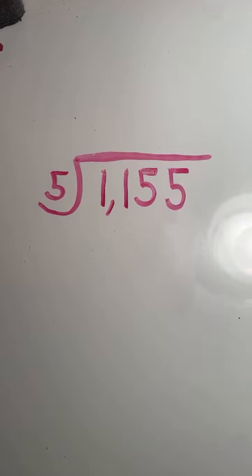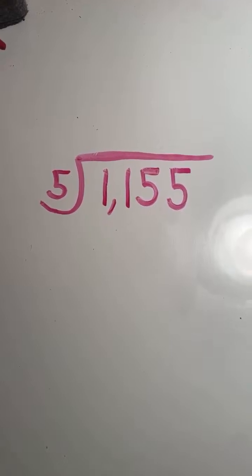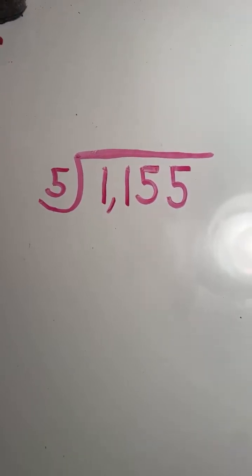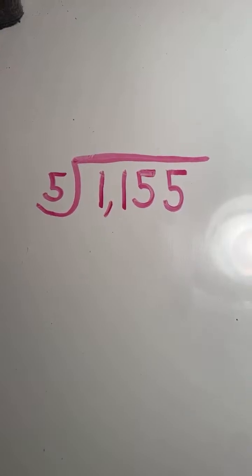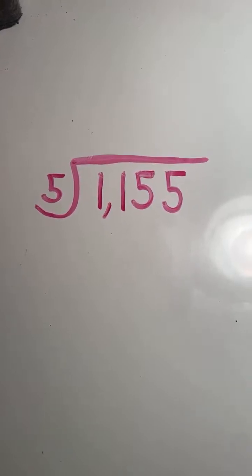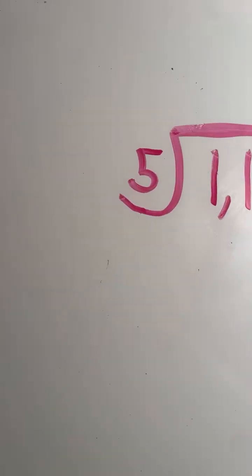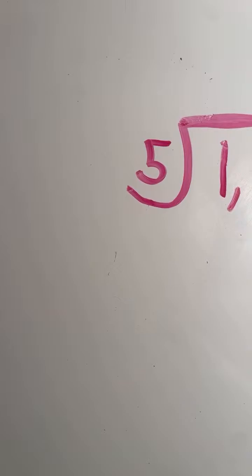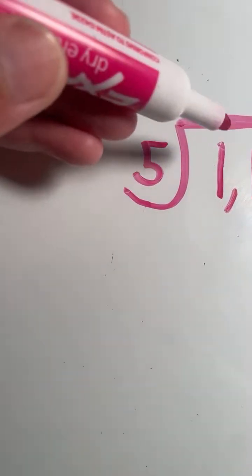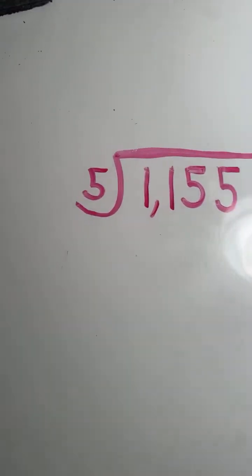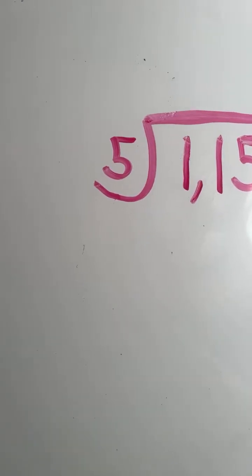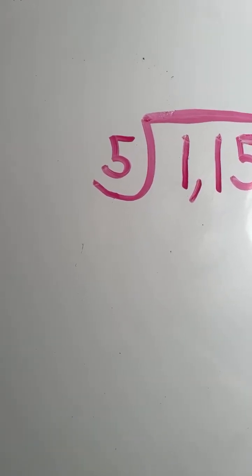So step one is we want to divide by the smallest number possible. So I'm looking for the number within the number. The only rule is the number inside the square has to be equal to or bigger than the number outside. So for this problem, we cannot start with 1 digit by 1 digit division because 5 is bigger than 1. But we can start with 2 digit by 1 digit division. We can start with 11 divided by 5.